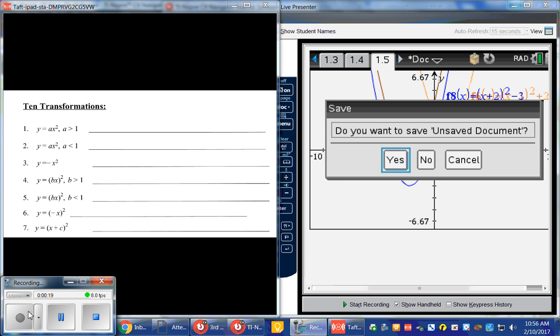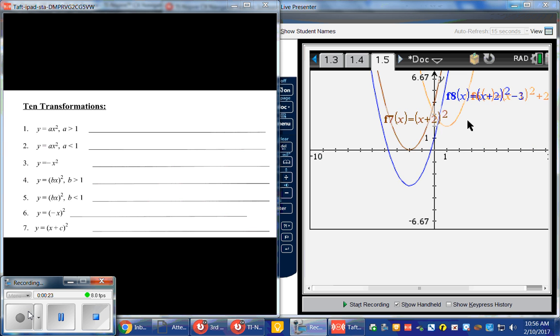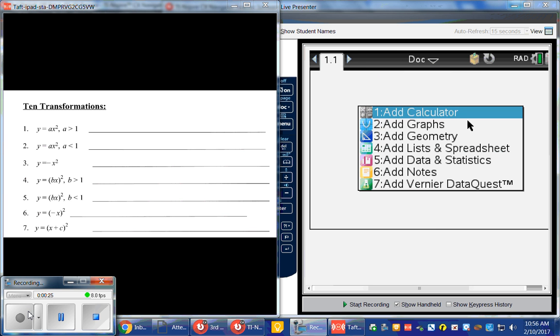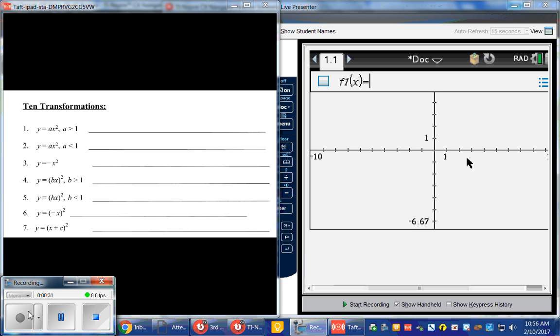Do you want to save? No. And add a graphs page. So I want everyone to start with the parent function x squared. All right, you ready? Thank you, ma'am. All right, so I want everyone to start with x squared. So I want you to type in x squared, enter.